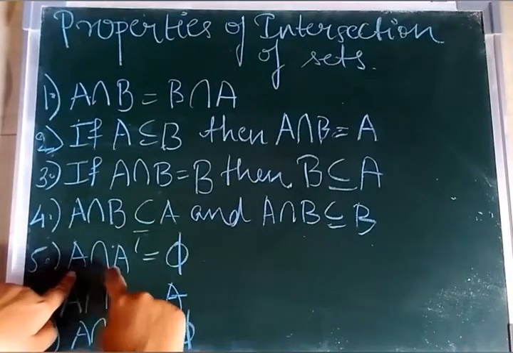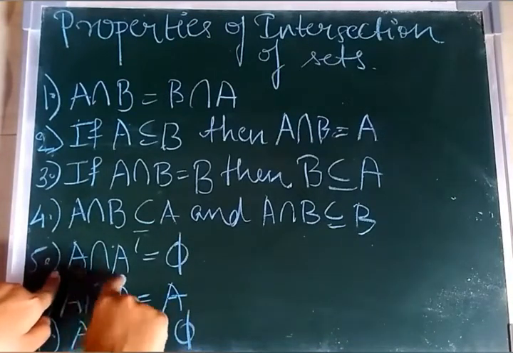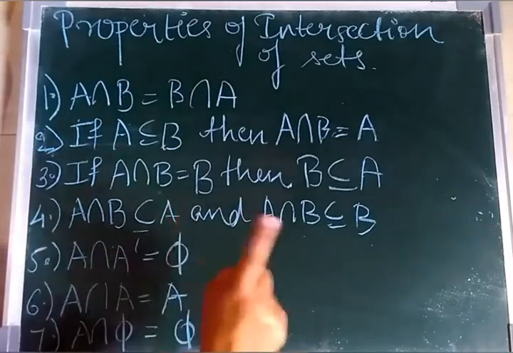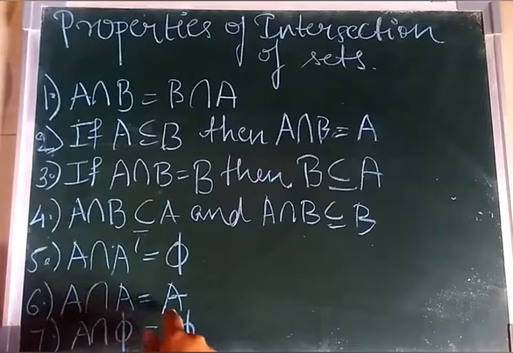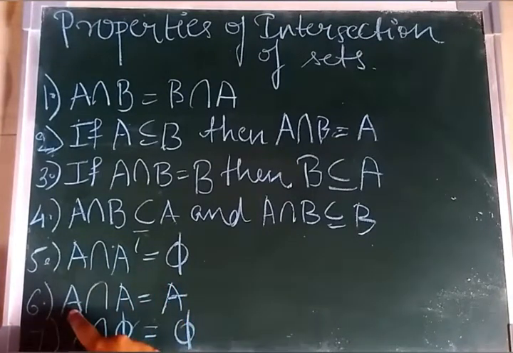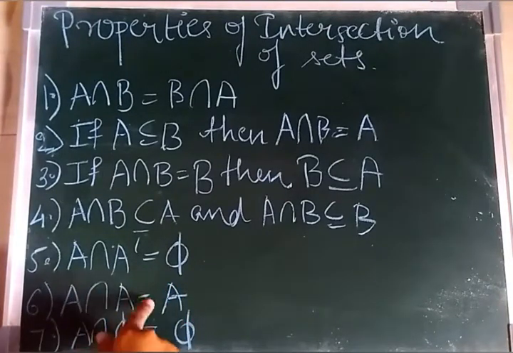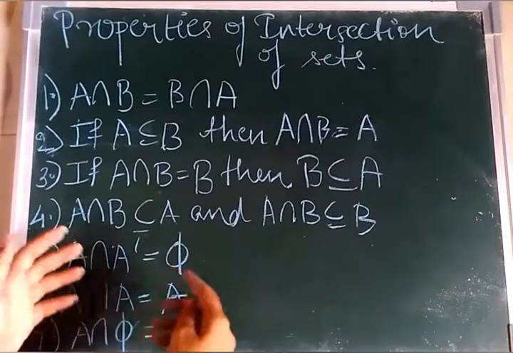So it is not in A, which means nothing in common in both these sets. So the intersection should be a null set. Then A intersection A is A, because we are taking the intersection of a set with itself, then the whole set should come because everything is common.